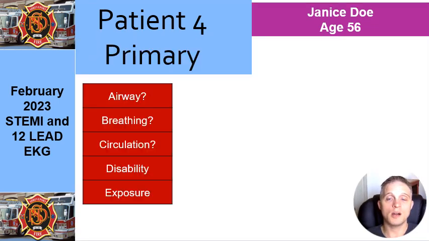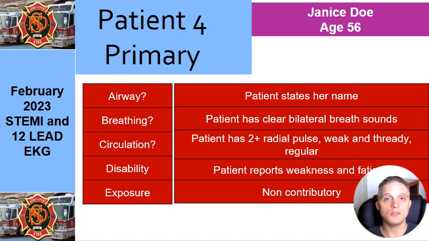So looking at our primary survey, she does state her name. She has clear bilateral breath sounds. She has a weak and thready regular pulse, all right? And the patient reports that she's weak and fatigued. Okay, maybe she hasn't been eating. Maybe she's got nausea and diarrhea. We still don't know. But what we do need to do is get that 12 lead.